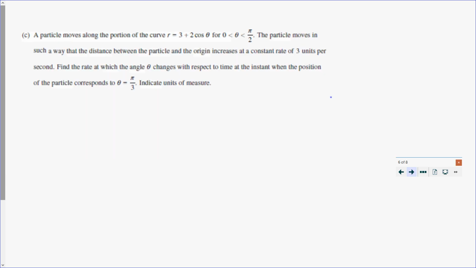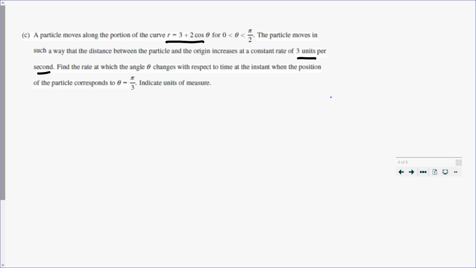All right, part C. Oh no, now we have a particle moving. We love it when particles move, right? A particle is moving along the portion of the curve r equals 3 plus 2 cosine theta. So it's moving along that limaçon right there for us. The particle moves in such a way that the distance between the particle and the origin increases at a constant rate of 3 units per second.